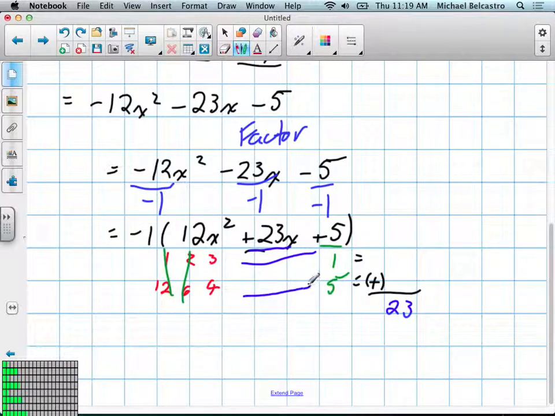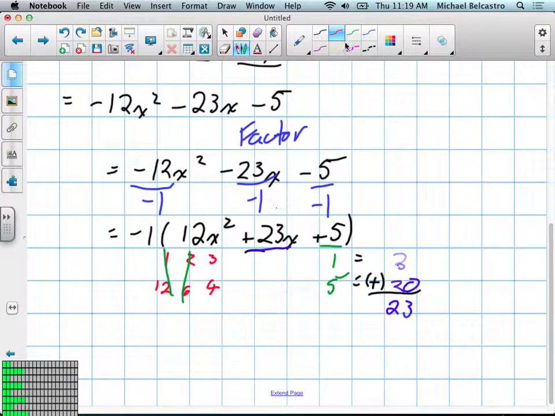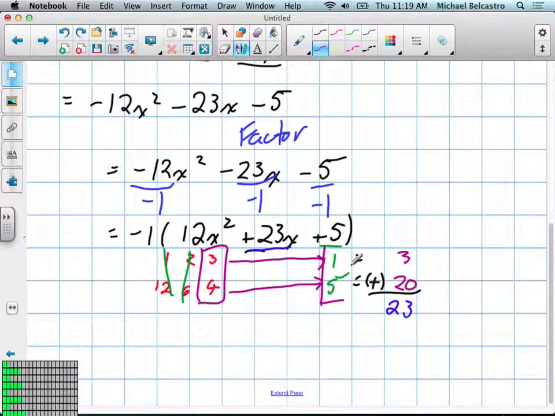3 times 1 and 4 times 5, that gives us 3 and 20. Well, 3 and 20 will work. Okay. So this is the important part here. Because we did 3 times 1 and 4 times 5, we got 3 and 20, we know those work. These are the numbers we're putting into the brackets. Those numbers there. Okay. The common factor, negative 1, still has to stay outside.